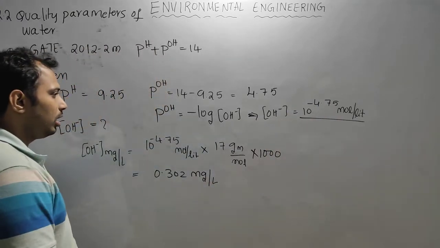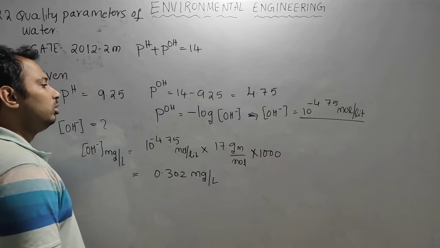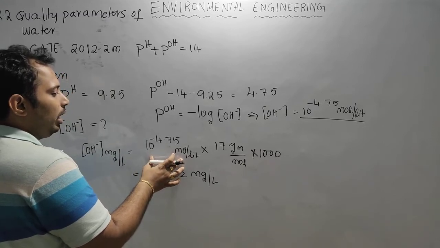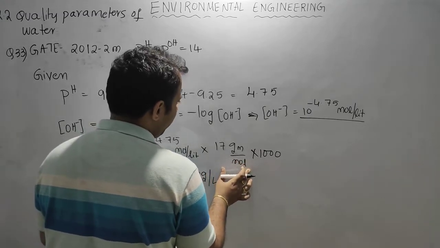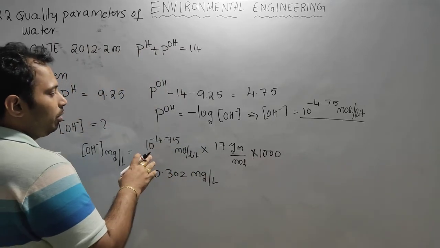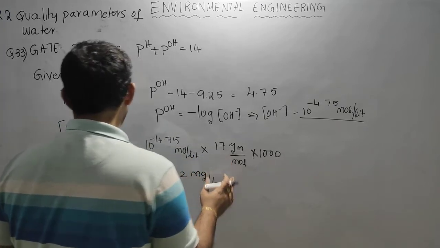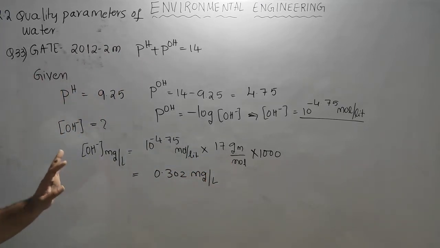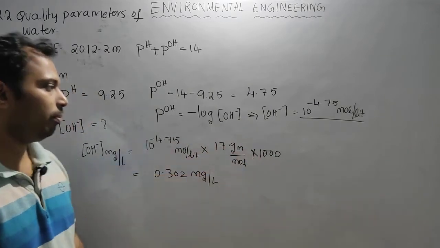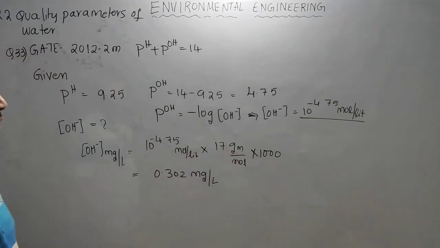mole per liter. But here the answer is not given in mole per liter, the answer is given in milligram per liter. So we need to convert this mole per liter into milligram per liter. So x in mole per liter multiplied with molecular weight of x into 1000. x in mole per liter is 10 to the power of minus 4.75, and the molecule is OH, its molecular weight is 17 gram per mole. We want to convert this gram into milligram, so that is why I am multiplying it with 1000. If you solve this equation, you will get 0.302 milligram per liter.